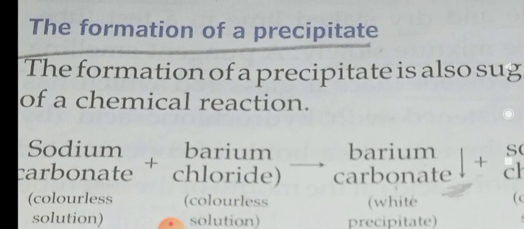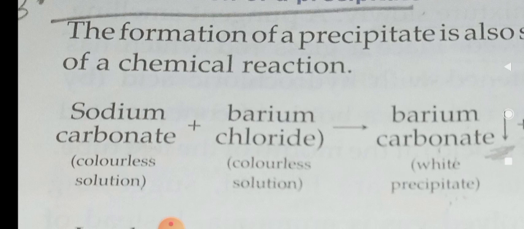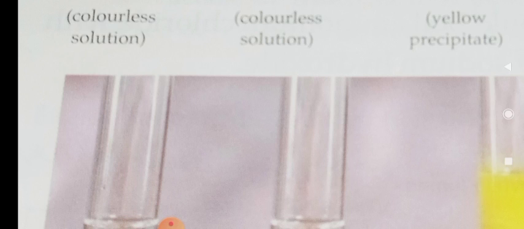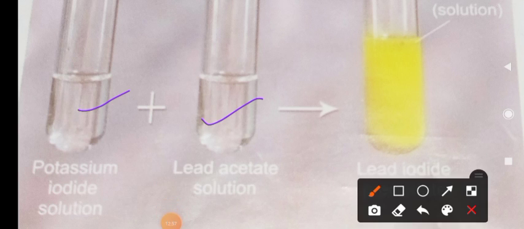Then the next characteristic is formation of precipitate. The formation of precipitate is also suggestive of a chemical reaction. Most chemical reactions involve a precipitation process. The precipitate is the product obtained. Here we are combining potassium iodide solution and lead acetate solution, so that you will get lead iodide, which is a precipitate. This precipitate is yellowish in color. Both the reactants are colorless, but the precipitate formed is yellow in color.